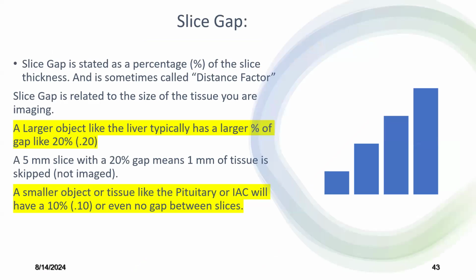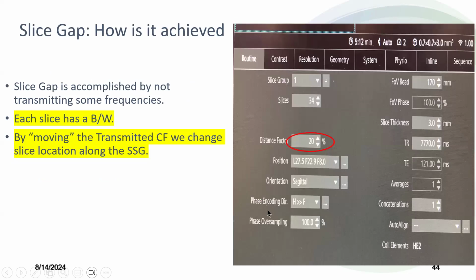All right, slice gap is basically how much tissue are you skipping? So you can actually skip tissue in between slices. That is actually an accepted method. It's called a distance factor as well. There's gap or distance factor. A larger object like the liver, you're going to have a higher percentage of gap. A smaller object like pituitary or IACs, you're going to have a smaller gap. This is a Siemens scanner, and it just shows you, here's the distance factor. You can just up it and put more tissue in between.